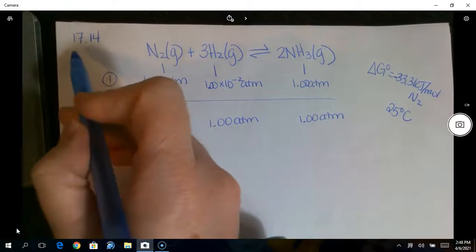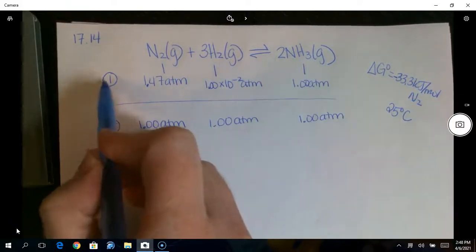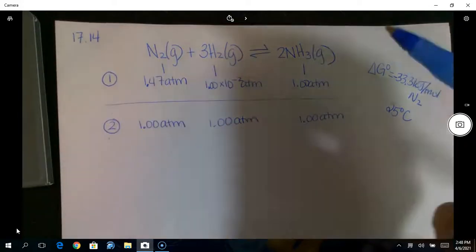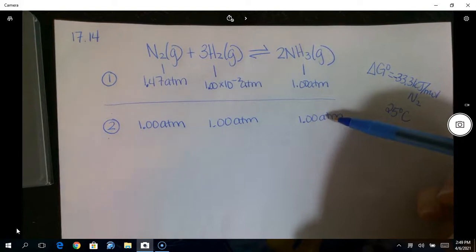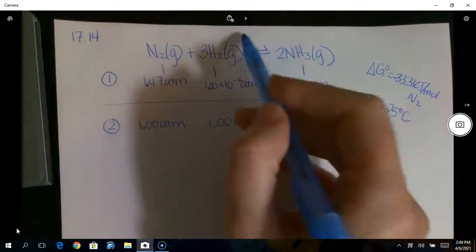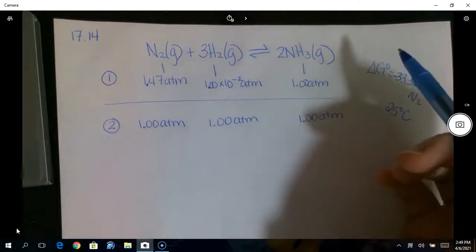So in problem 1714, we have the synthesis of ammonia reaction, and we have 2 different conditions. And what we're talking about here is for each of these, we're going to analyze what shift in equilibrium will happen, if any. Will we have a right shift or a left shift? So let's go over what to think about here.